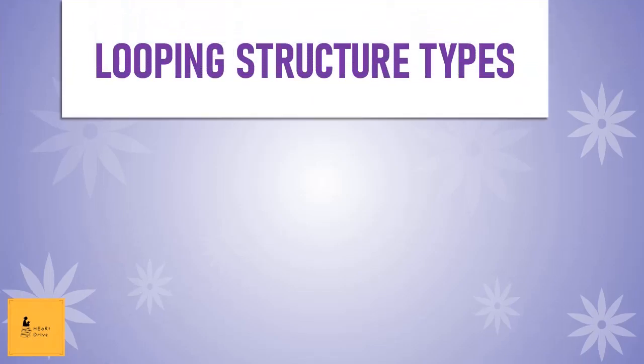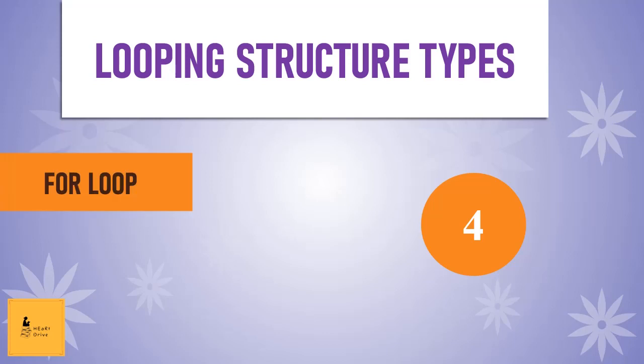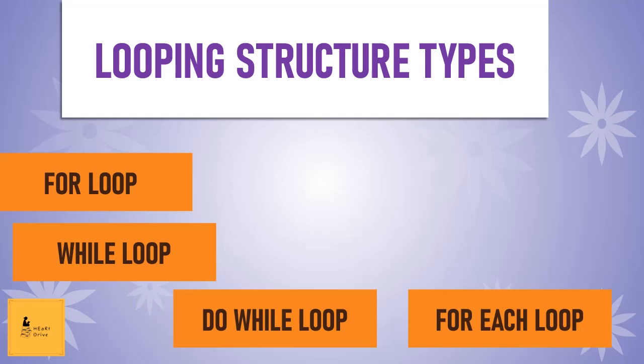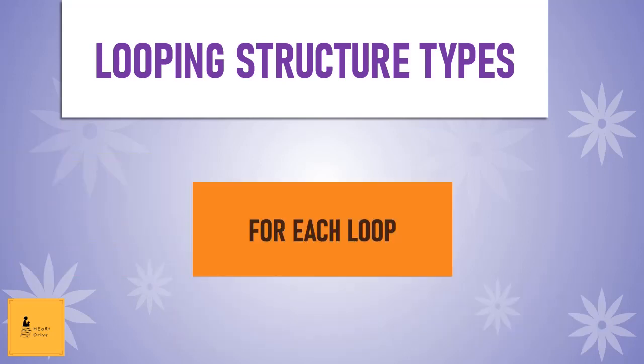Based on the nature of execution, loops are of 4 different types. They are for loop, while loop, do while loop, and for each loop. For each loop is a special type of loop which is exclusively available in PHP.